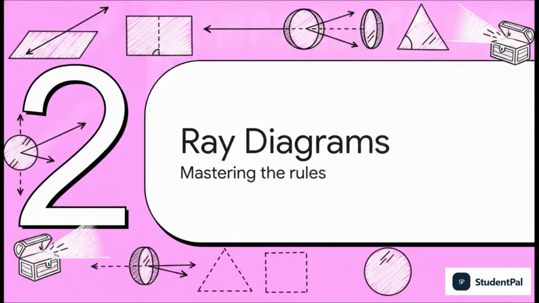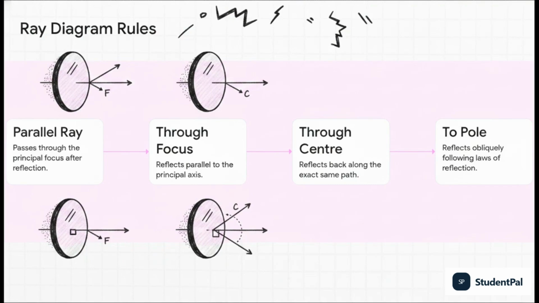Moving right along to part 2, mastering ray diagrams. So this is the part that usually scares students. But let me tell you a secret. Ray diagrams, they are just simple geometry games played with 4 basic cheat codes. Cheat code number 1, any ray traveling parallel to the principal axis will always pass through the focus after it reflects. Number 2 is just the exact reverse. A ray passing through the focus reflects out parallel to the principal axis.